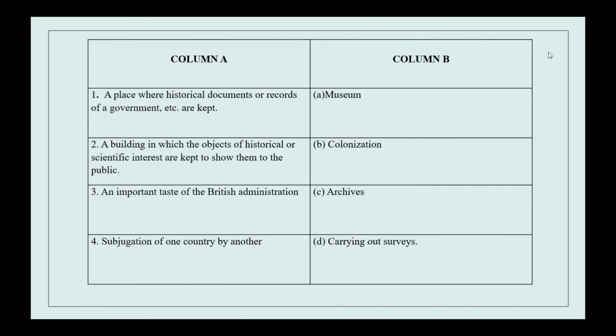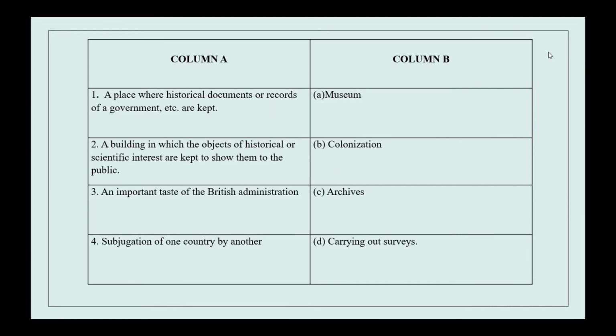Now let's see, match the following. First one, a place where historical documents or records of a government are kept. Options are A, museum, colonization, archives, or carrying out surveys. Which one is the answer? Archives. So a place where important documents or records of a government are kept is archives.